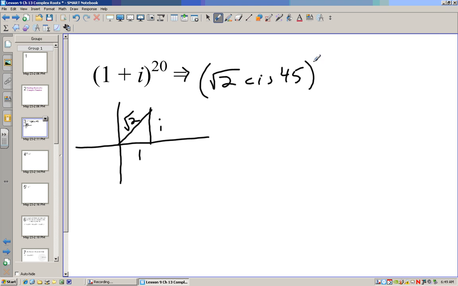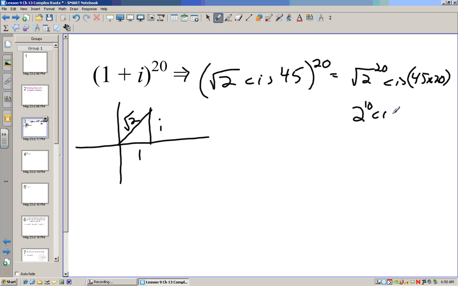Now let's make this to the 20th power. All right, now what do we do? We use De Moivre's theorem. This is equal to square root of 2 to the 20th power, cis 45 times 20. That's a multiplication. So root 2 to the 20th power, isn't that the same thing as 2 to the 10th power?